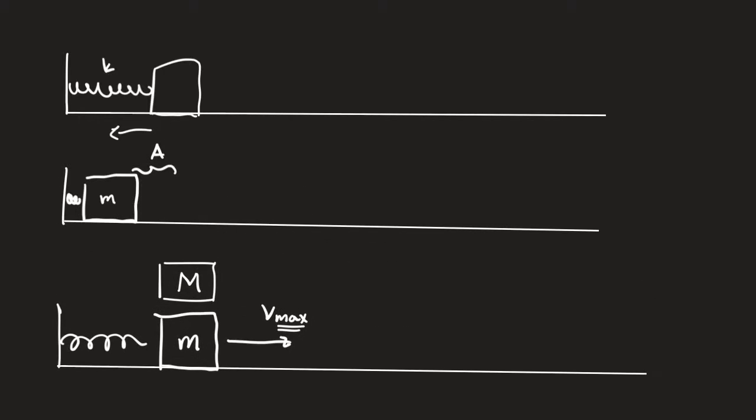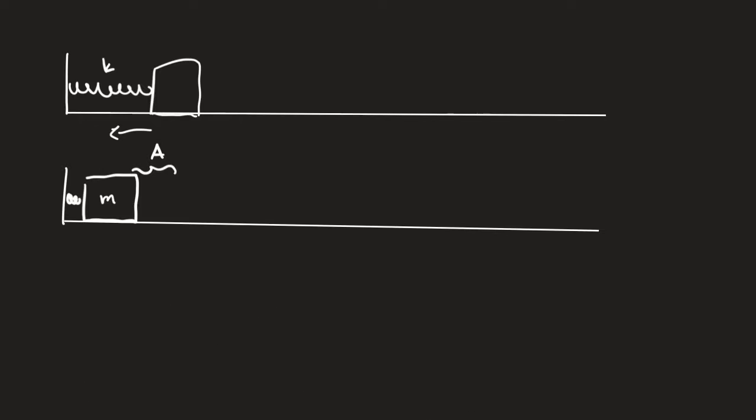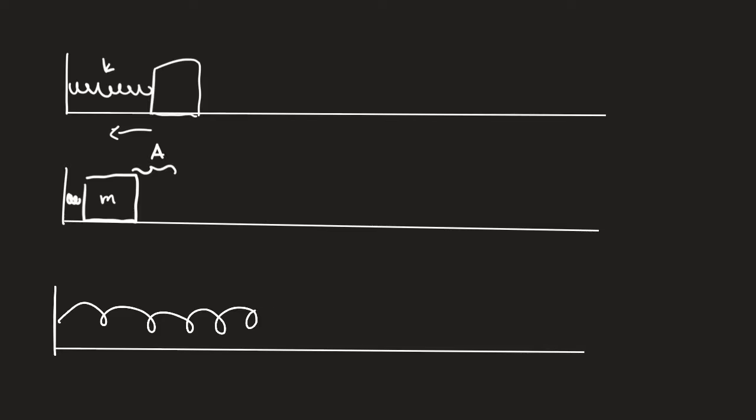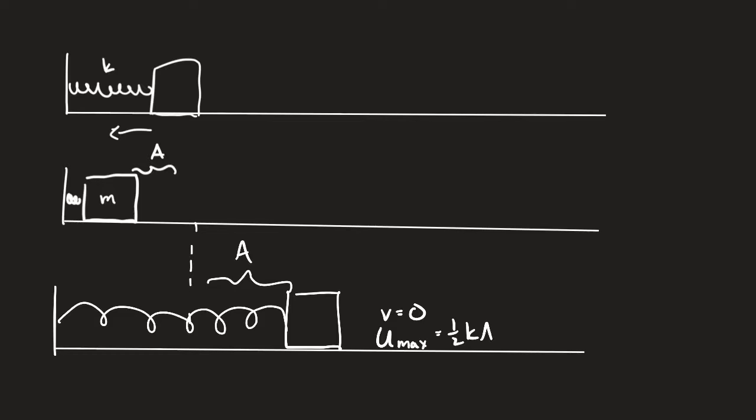So this is one way for them to ask the question. And we talked about that way. But what about this one? What if instead they release the mass right there and we wait till it makes it to this point, a distance A on the other side of equilibrium. At this moment, the velocity is 0. And all the energy is in potential. It's at its max. What if we dropped the mass on it now? What would that do to the system?